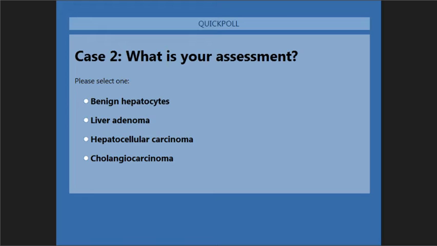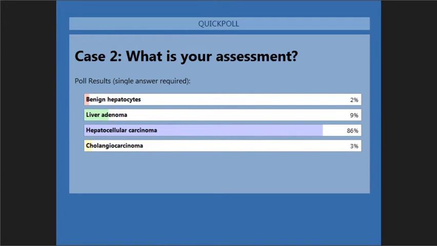So what is your assessment? And here are the options: benign hepatocytes, liver adenoma, hepatocellular carcinoma, and cholangiocarcinoma. So again, we'll give a couple of seconds for you all to be able to answer the poll. And then we'll ask Joanne to share the poll with us. Okay, the poll is out and the overwhelming majority says hepatocellular carcinoma. I think you have taught us well. Okay. All right. That's good. And then I'm going to move on to the third case, and then I think we can open it up for questions.